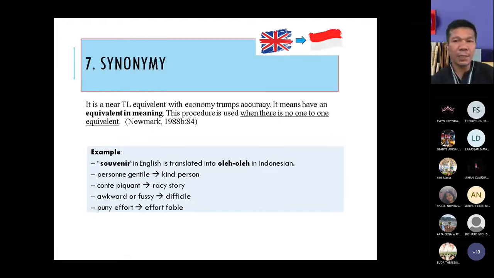Number seven, the procedure number seven is called synonym. Yeah, it is a near target equivalent with economy term accuracy. It means it has an equivalent in meaning. This procedure is used when there is no one-to-one equivalent. Okay, there is no one-to-one equivalent means that, for example, in English, we find the word book, right? And in Bahasa Indonesia, we directly find the translation of book, buku, right? That's called one-to-one equivalent. But no one-to-one equivalent means that there is no exact word, yeah? But we try to find the synonym in the target language, yeah?